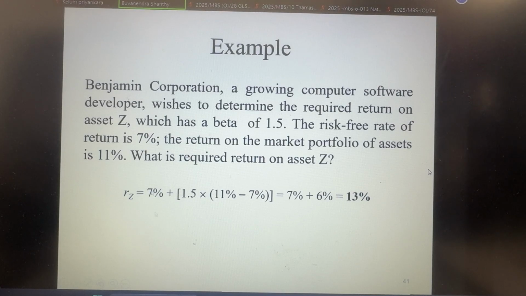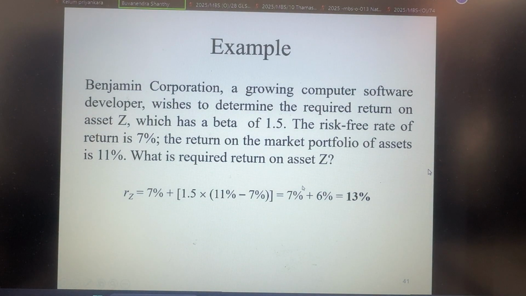So I use the equation shown in the previous slide. Risk-free rate 7 plus beta 1.5 multiplied by average market return 11 minus risk-free rate 7. Here 11 minus 7, which is 4%, is the market risk premium. Multiplied by the beta, you can see a 13% required rate of return. The difference between the risk-free rate and the required rate of return is the risk premium. So 6% is the risk premium.